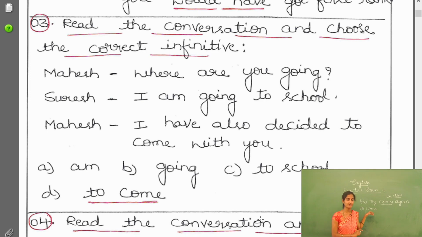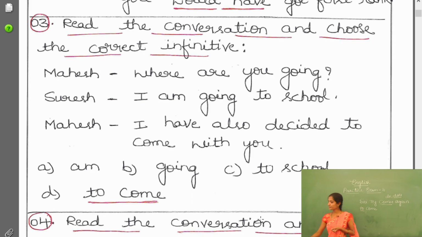I have told you, infinitive or verb infinitive means there will be 'to', and along with 'to', the present form of the verb will be there. You should not get confusion there because in that conversation you have two words, to school and to come, and the correct answer is to come. Infinitive means there will be 'to', along with it the verb, and that verb will be in the present form.